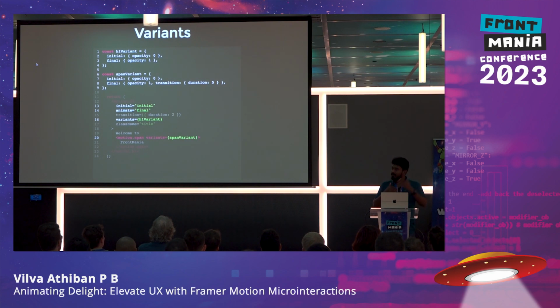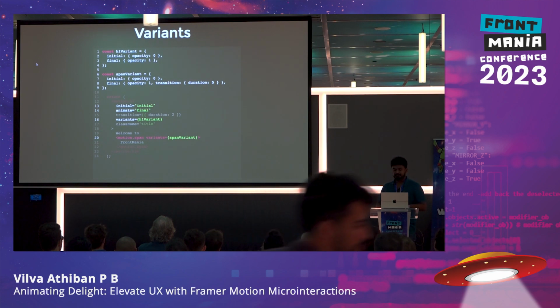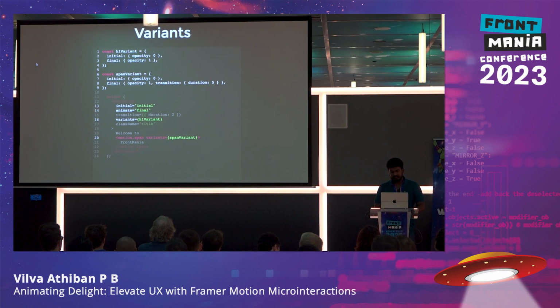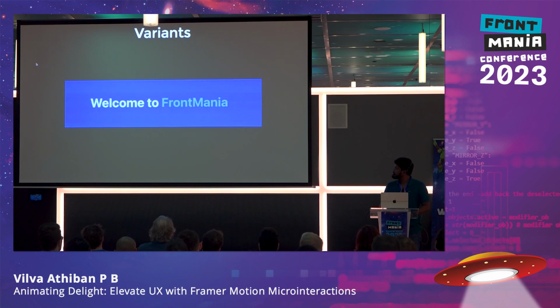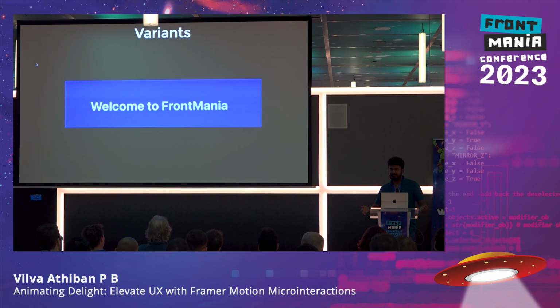However, these two elements will always be in sync because I am not passing the values directly, but I am passing the variants. And when it's initial in H1, it will be initial in span as well. And when it's final in H1, it will be final in span as well. Let's see how this works in the browser. So if you see, my "welcome to" just appears in 2 seconds, whereas Frontmania takes like 5 seconds to fully appear. This way, I'm having the same variants, but different animations for different components, and controlling it globally at one place.